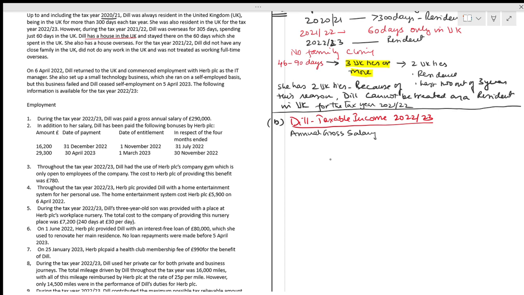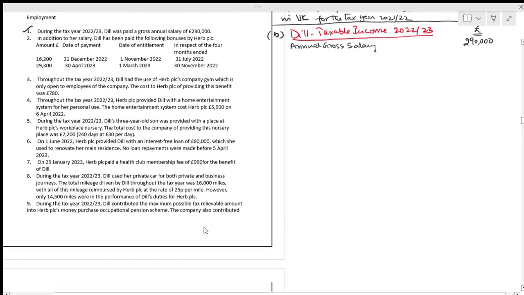What is the gross salary? 290,000. Put pounds here. Very important, these are the small things. Next, when you are doing the taxable income, the first thing is annual salary. The second thing is the pension: employee contribution and employer contribution. Both have to be done, even if it is given at the end. Okay, we have done this. This is over. One by one we will take.